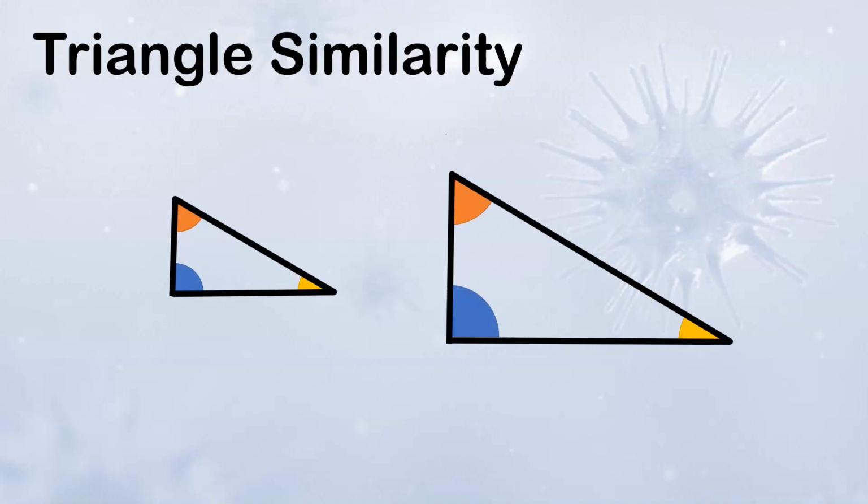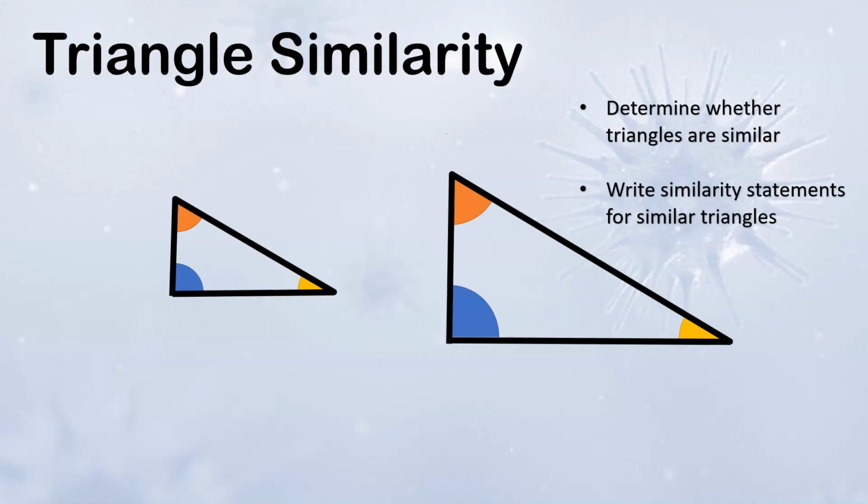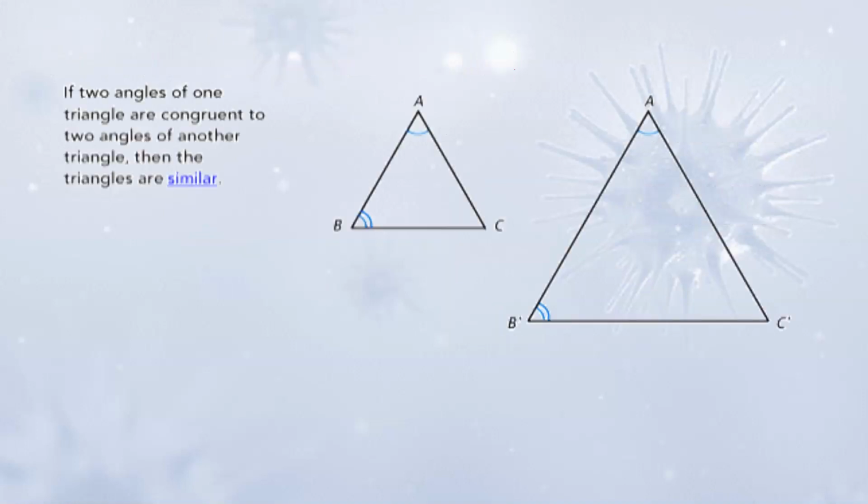By the end of this video, you should be able to determine whether triangles are similar and write a similarity statement for similar triangles. Here's our standard of proof for triangle similarity. If two angles of one triangle are congruent to two angles of another triangle, then the triangles are similar.